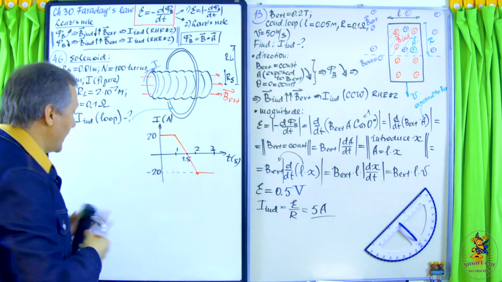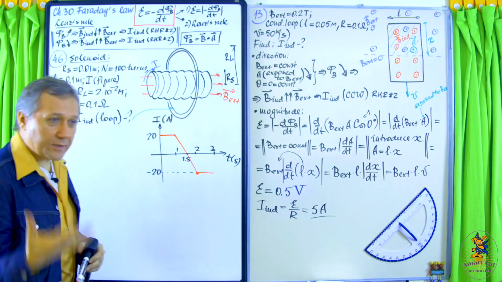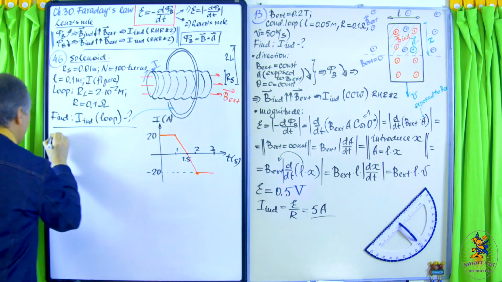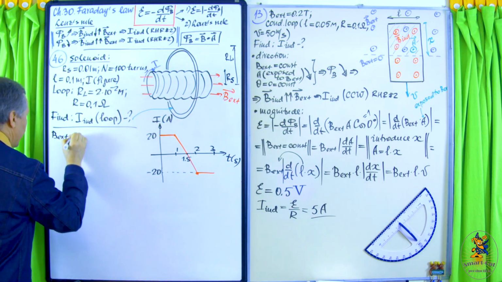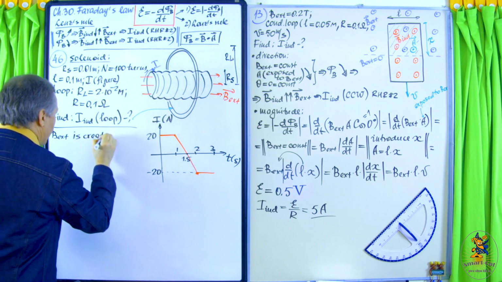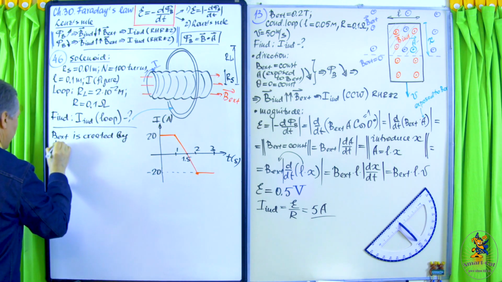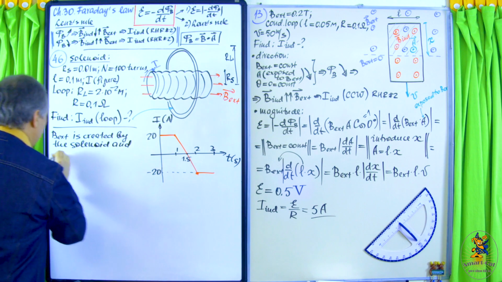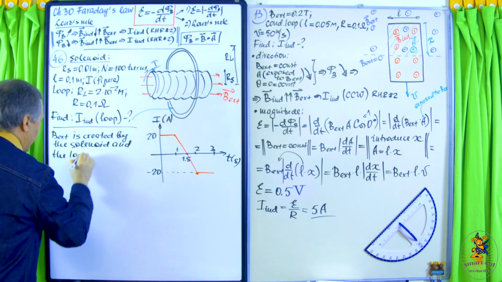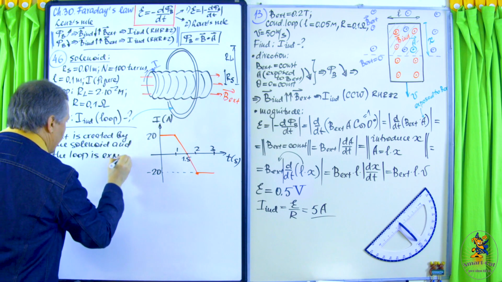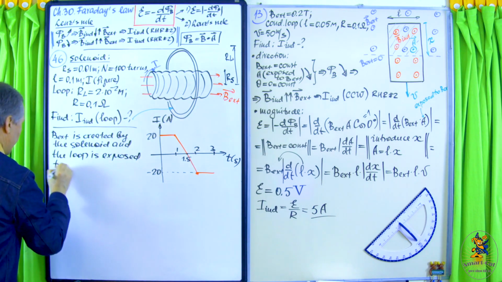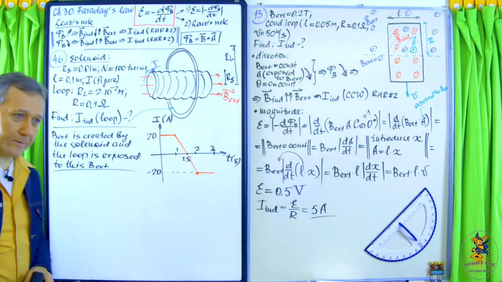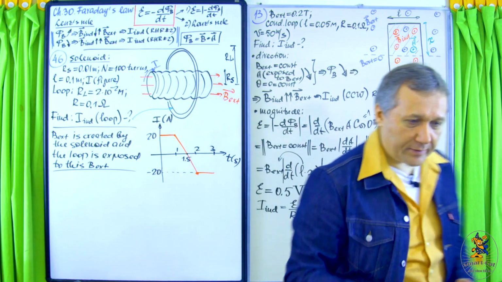So that's the situation. The idea is the external magnetic field is created by the solenoid and the loop is exposed to that magnetic field. Let me write: B external is created by the solenoid and the loop is exposed to this B external. So pretty much that's the physics here. We need to apply Faraday's law.